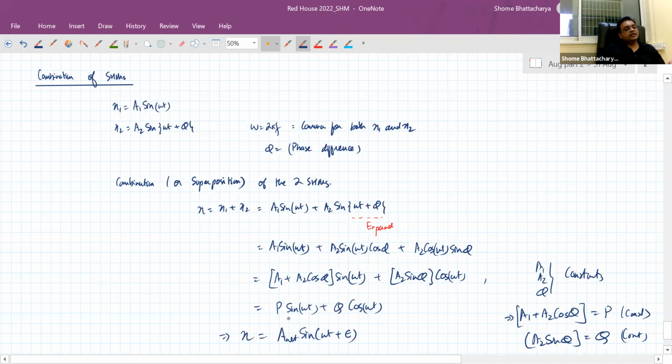Now we can see that this A net will come in terms of P and Q, and therefore P and Q substituted in terms of A1, A2, and phi. So A net will ultimately be a function of A1, A2, and phi, or it will depend on the values of the individual amplitudes and also the phase constant phi. And similarly, the net phase constant epsilon will also depend on A1, A2, and the phase difference phi. So we'll do that algebra from this point onwards. Just note down quickly up to here.